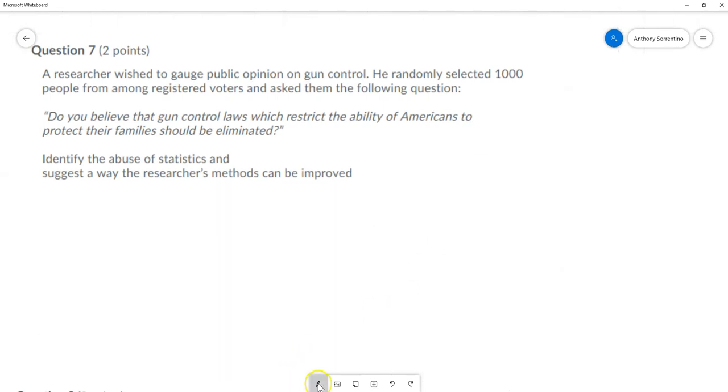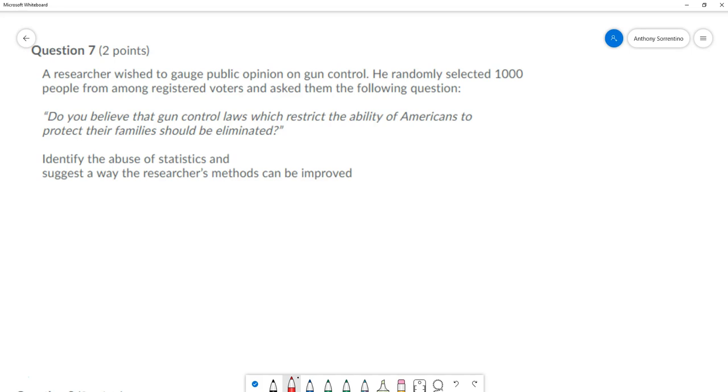Question 7, and I'm not writing a whole bunch of statements for this, I'm just stating them here. A researcher wished to gauge public opinion on gun control. He randomly selected 1,000 people from among registered voters and asked the following questions.